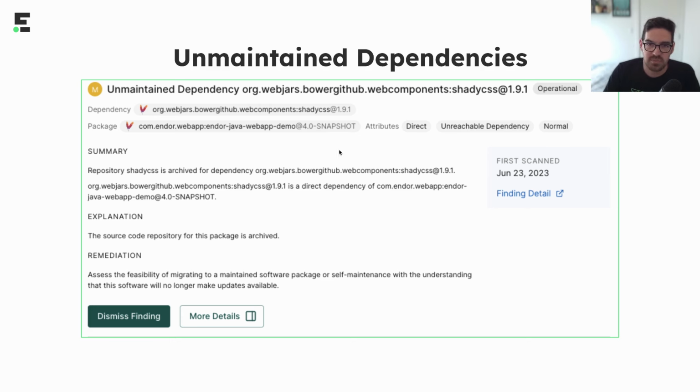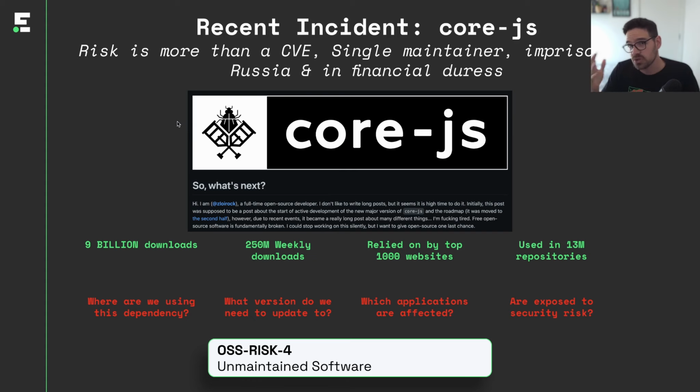There's an interesting example of an unmaintained dependency with Core.js. Core.js is something that has been used by the top 1,000 websites on the internet. It had over 9 billion downloads. It was a huge package. This is a fascinating read. If you haven't, I suggest you look this up on GitHub and read this article, this manifesto that the maintainer wrote.